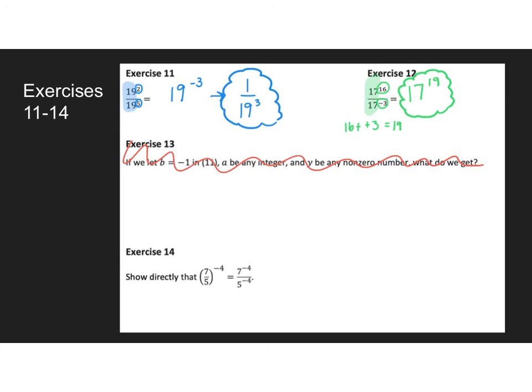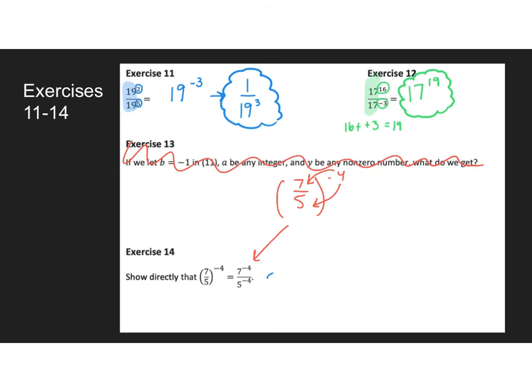Moving straight into 14, it says show directly that (7/5) to the negative fourth is the same as 7 to the negative fourth over 5 to the negative fourth. Well, we can show this because if we have 7 over 5 and we're raising this to the negative fourth power, then we are going to distribute this negative 4 to both of the terms within our expression. So that's why this becomes 7 to the negative fourth over 5 to the negative fourth.